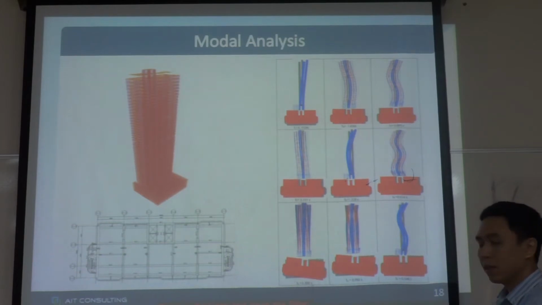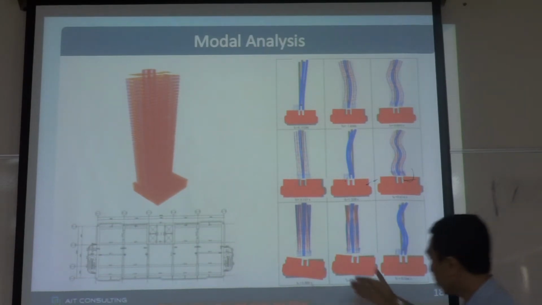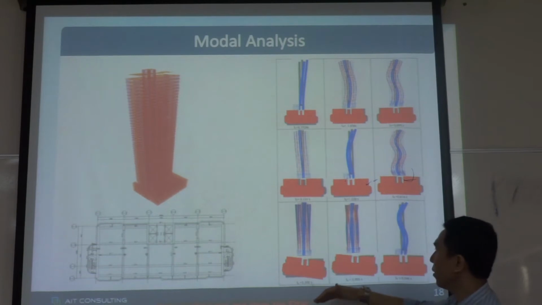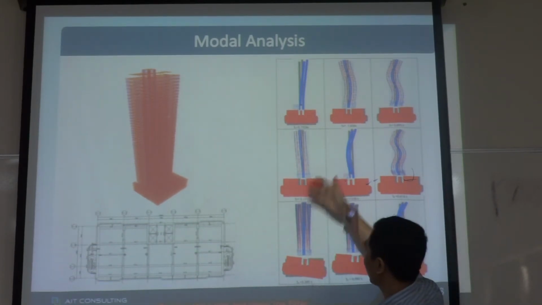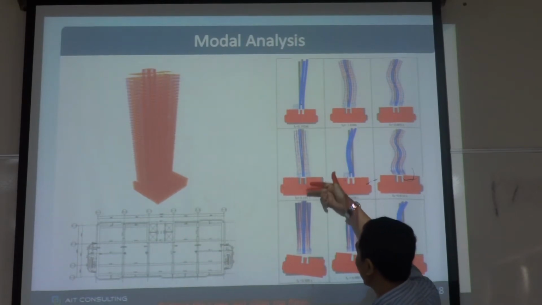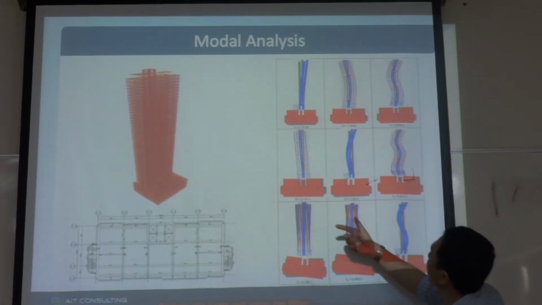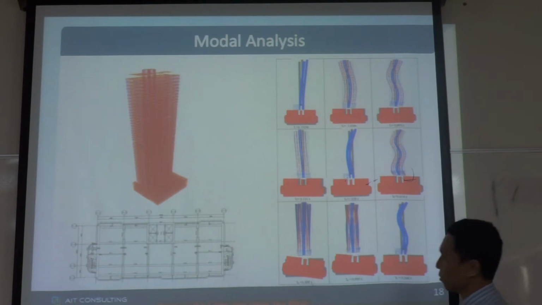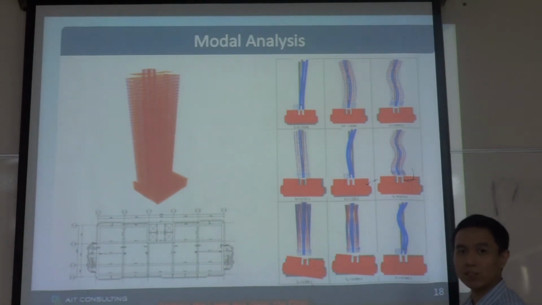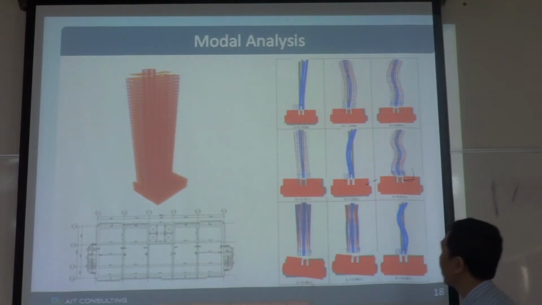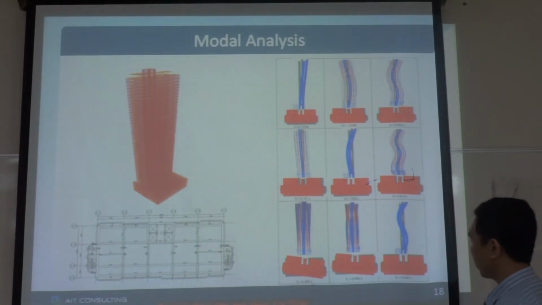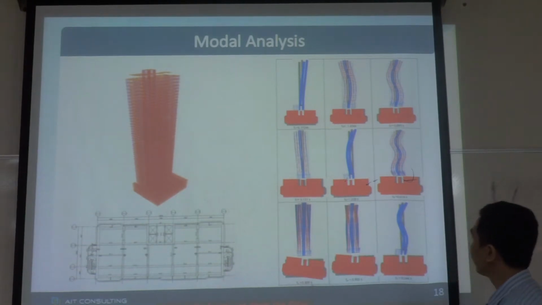We prefer that the torsion mode should be far from the first two modes. Here this is 5.1, 5.19, 5.13, and this is 3.5. So it is less likely to happen. This natural period is different. Sometimes it is difficult to make it far.